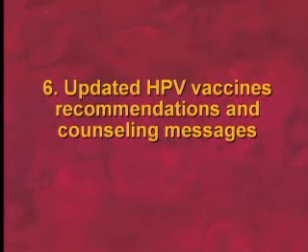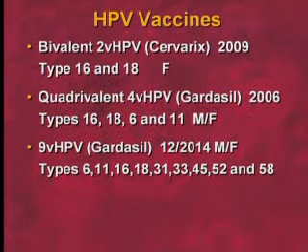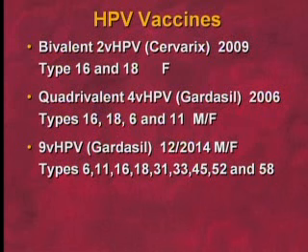Let's talk about HPV vaccines and the recommendations. HPV is the most common STI in the United States. Right now, there are three vaccines that are approved for HPV. The bivalent was approved in 2009 for female use, and it protects against types 16 and 18. And these two types cause 75% of cervical cancer. Then we have the quadrivalent that was approved by the FDA in 2006 for females, and in 2009, this one was also approved for males.